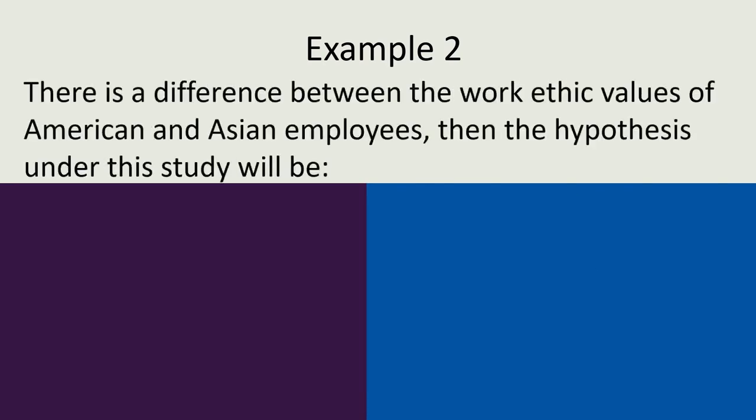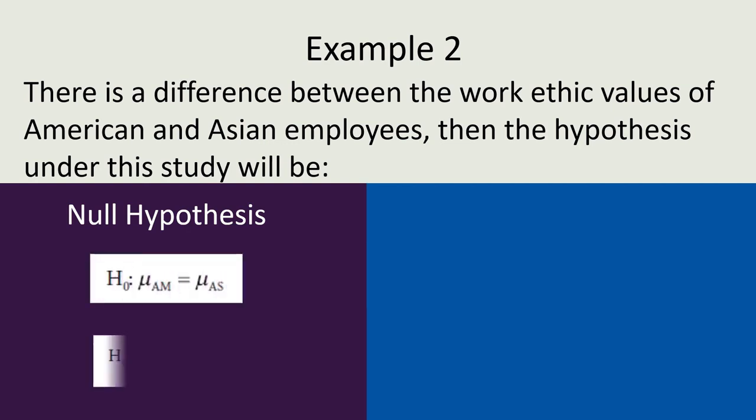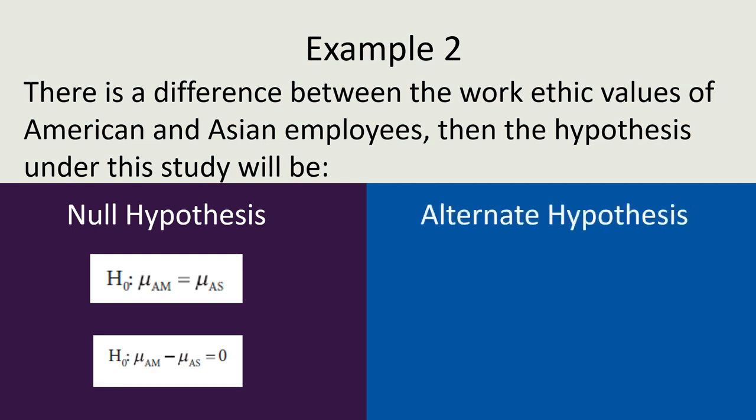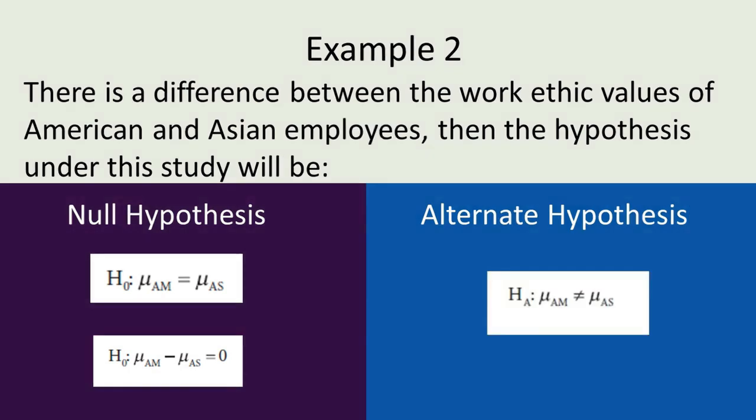Example 2. There is a difference between the work ethic values of American and Asian employees. The hypothesis under the study will be: null hypothesis can be written as this, or we can also write it as this. Here H0 represents the null hypothesis. It is showing the mean work ethic value of Americans and the mean work ethic value of Asians. Alternate hypothesis can be written as this. Here HA represents the alternate hypothesis and the mean work ethic values of American and Asians.